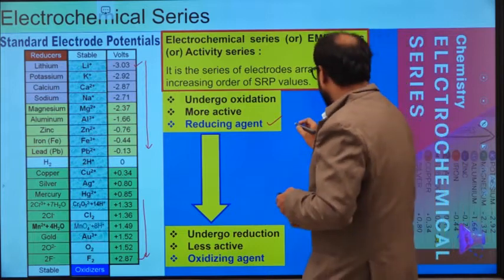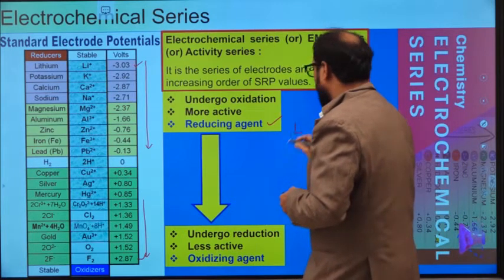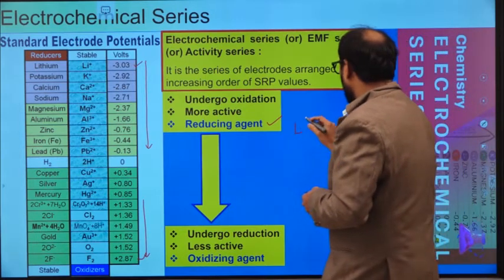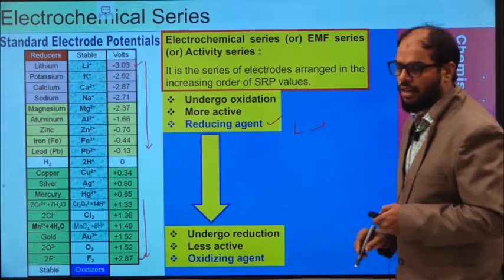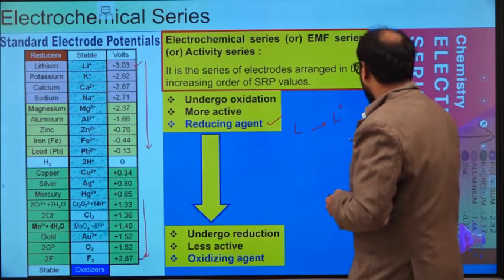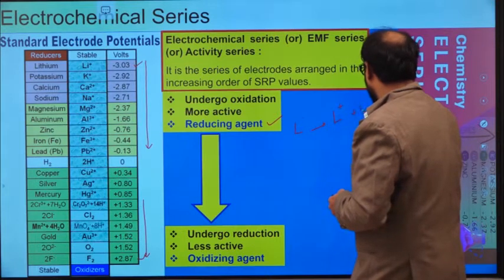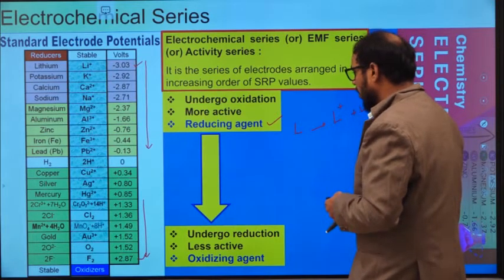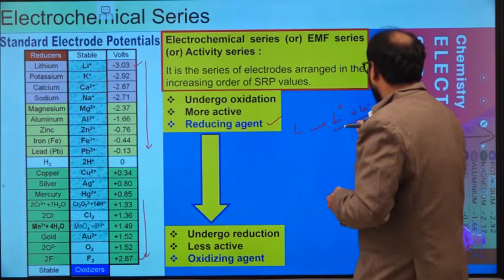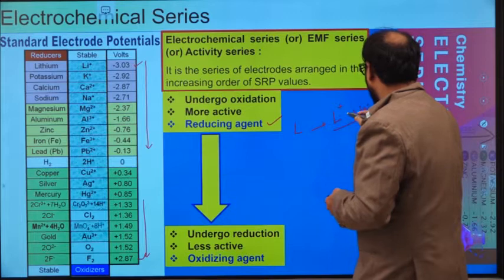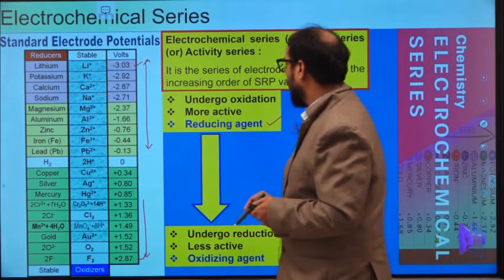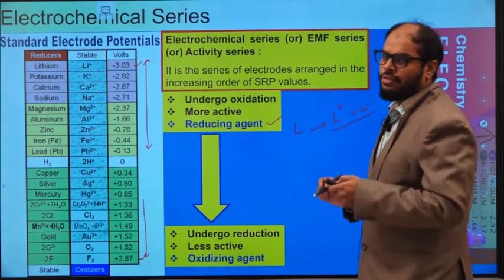Let me start with lithium. Lithium has atomic number 3, so it has one electron in the outermost shell. So lithium has more tendency to lose that one electron to become Li plus, releasing one electron. Since this lithium has more tendency to undergo oxidation, this element is on the top of the electrochemical series. So it is a good reducing agent.